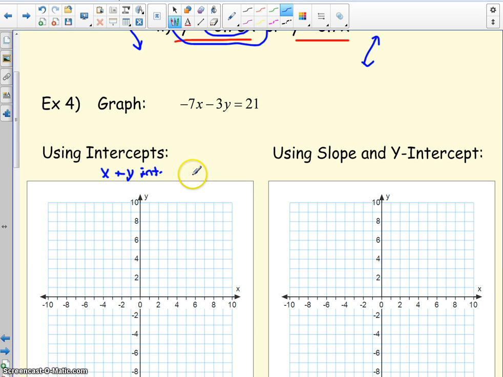If you want to try this on your own first to see if you're on the right track, by all means pause the video and do that. But I'm going to go through it right now for those of you who completely don't remember how to graph. I'm going to start by doing it the first way, using intercepts.